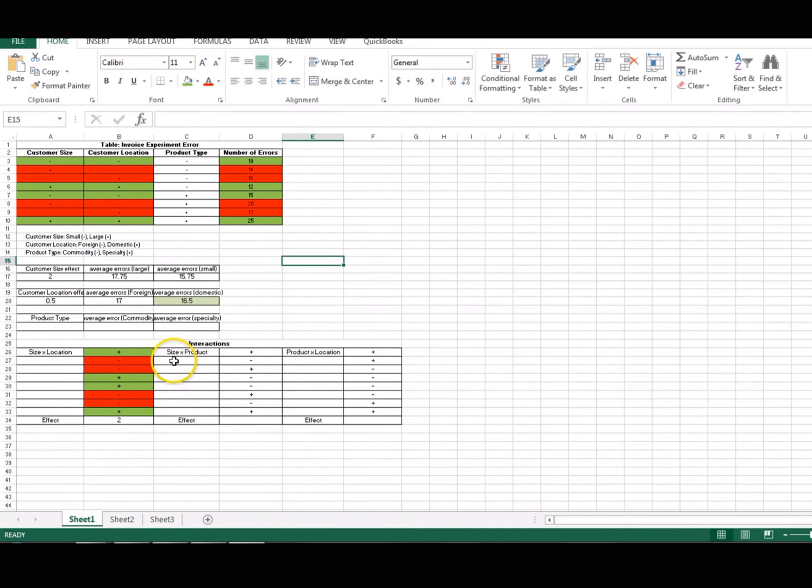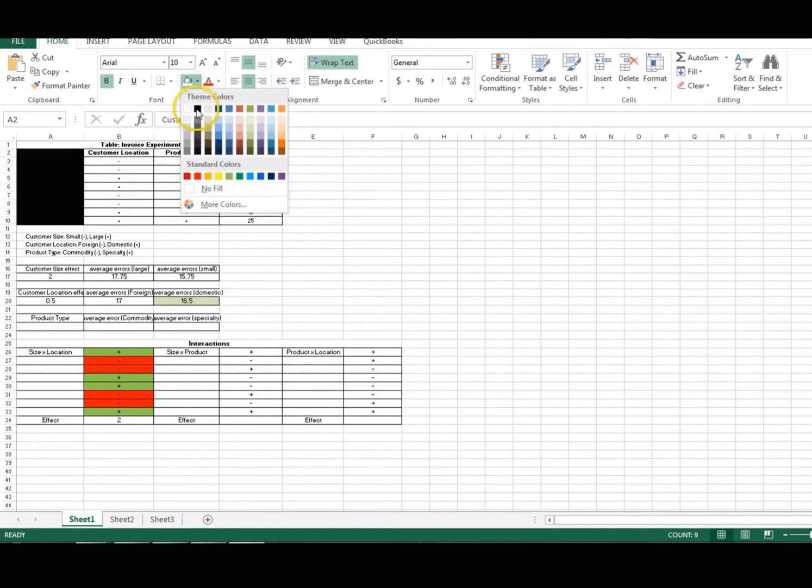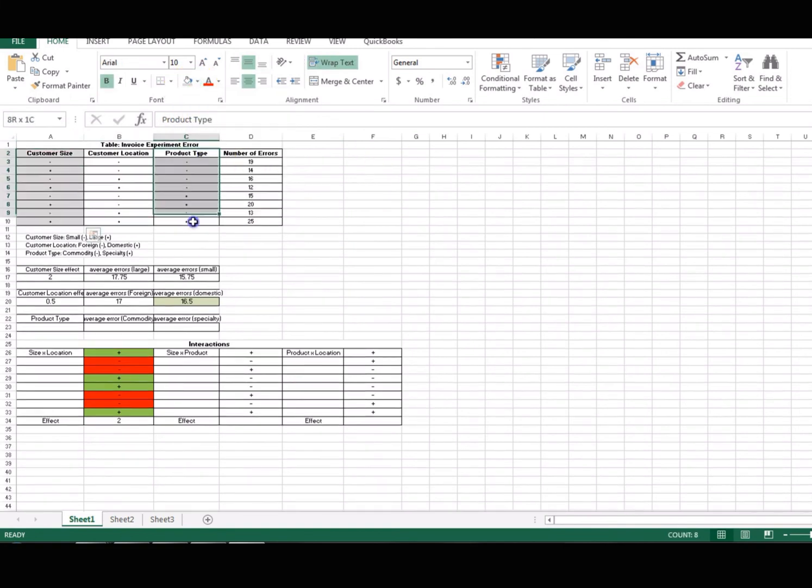You're going to repeat the same process for size and product. So for size and product, you're going to come over here and look at size, which is this column here. So let me get rid of the highlights for a moment. You're going to focus on size, which is this one here. Here's product. And you're going to repeat the same process for that one here. For product and location, then you're going to look here. Let's get rid of the highlight. We have product and location.